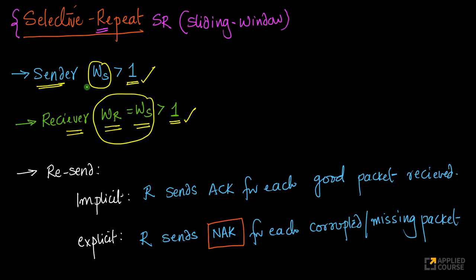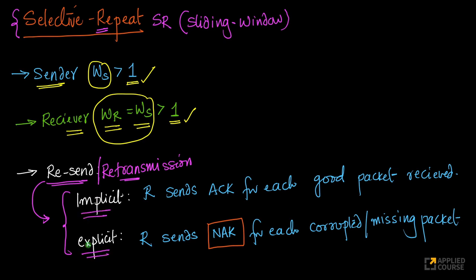Let me tell you a couple of quick concepts, then we'll go into the diagrams and understand it better. The next key idea here is, if you want to resend any frame, resending is also called retransmission. How does it work? There are two broad ideas to ensure resending of frames which have been corrupted or missing. One is called implicit, the other is called explicit retransmission.